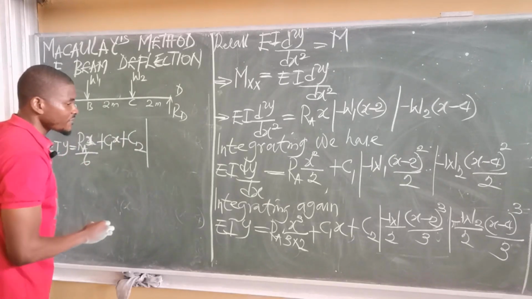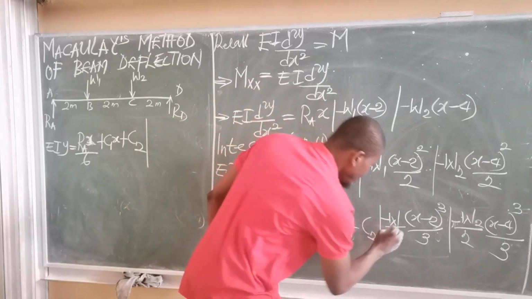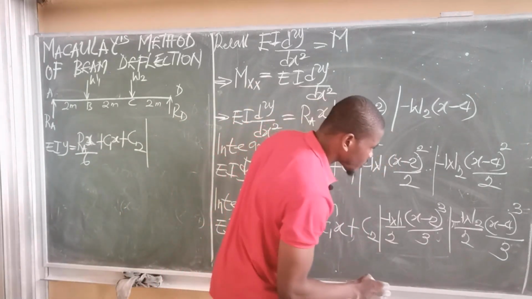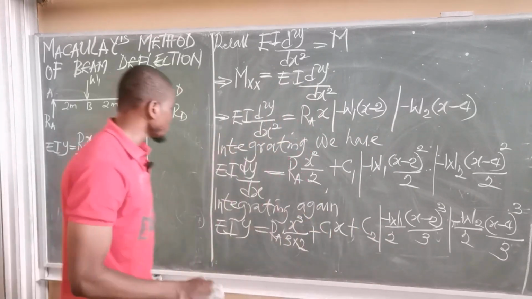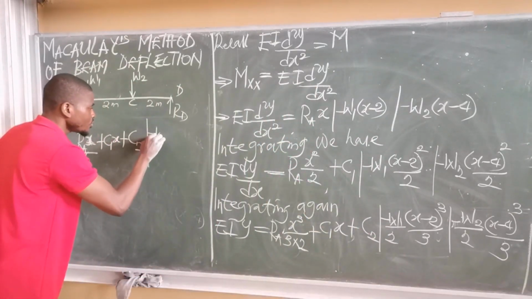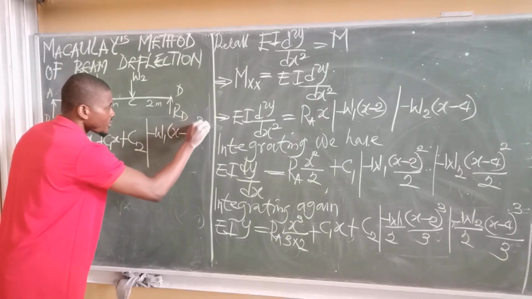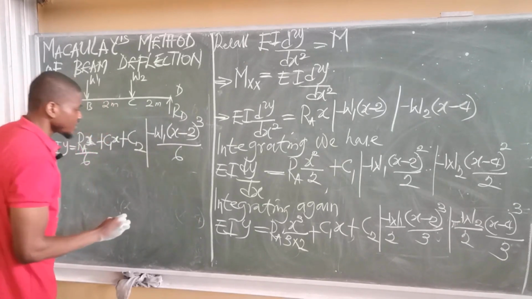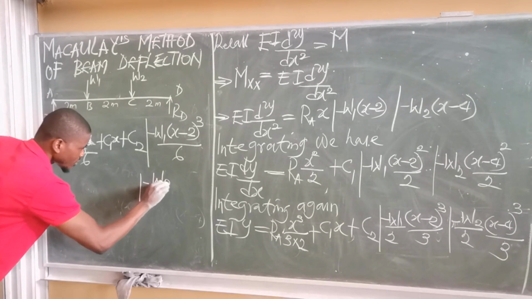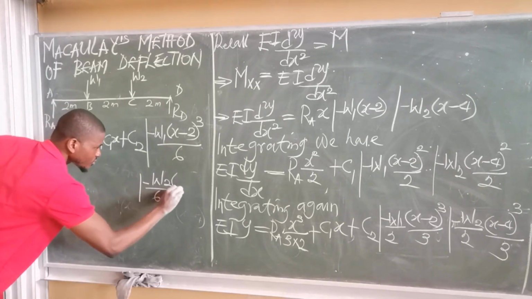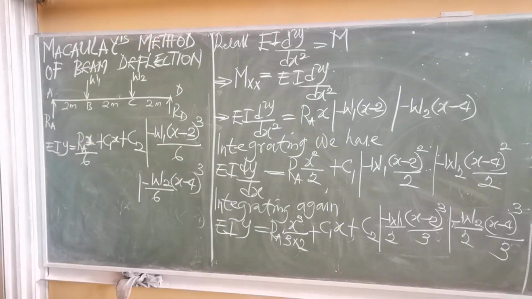Macaulay's bracket. So I have the first function here, so minus W1 over 2. This is W1, this is W2. So minus W1 over 2 here now, 2 times 3 also gives me 6. So this becomes minus W1 into X minus 2 all to the power of 3 all over 6. And finally, I have minus W2 all over 6 into X minus 4 all cube. So I simply have this.